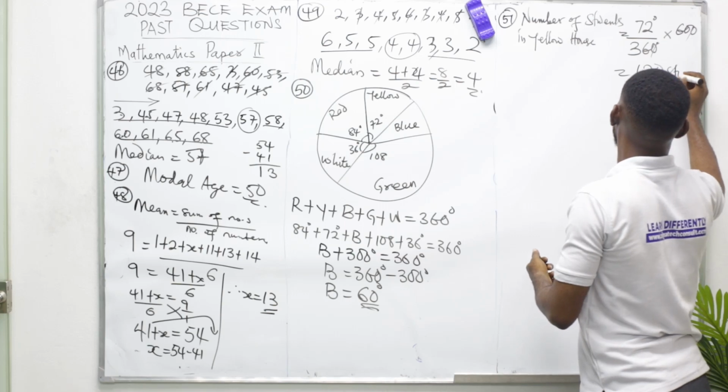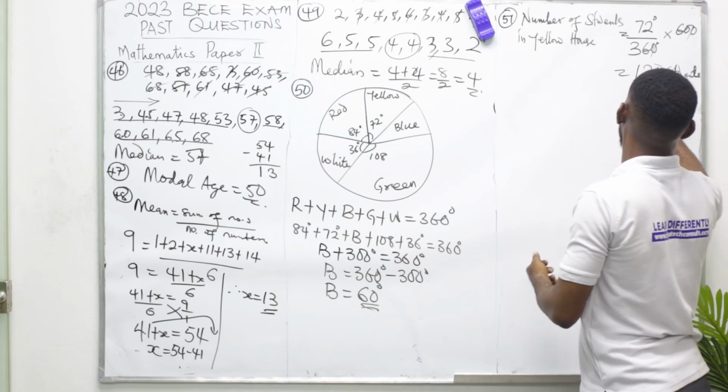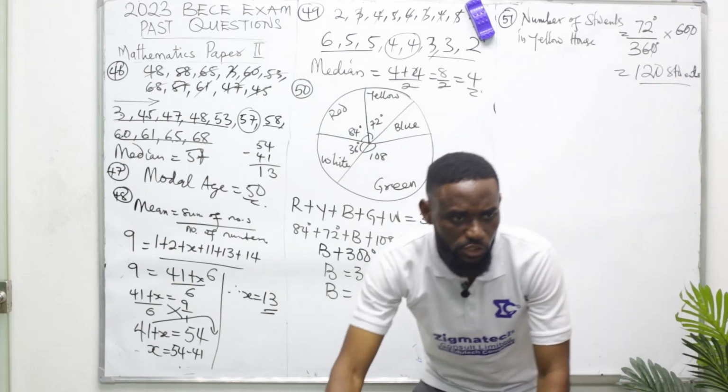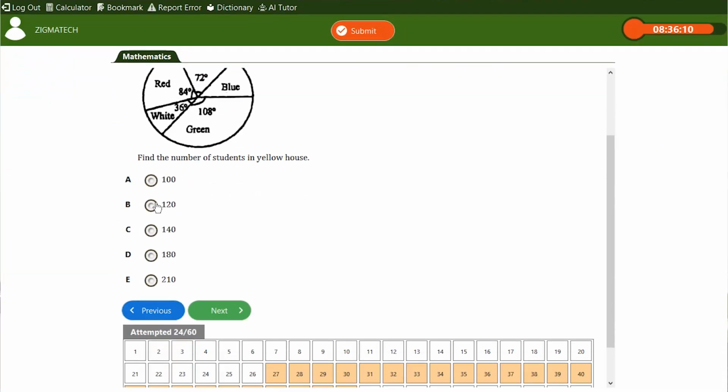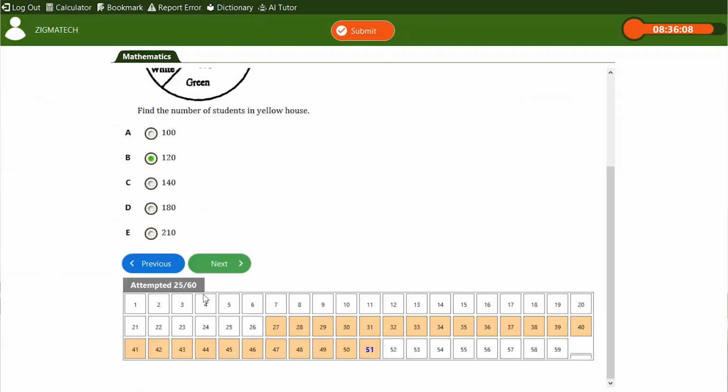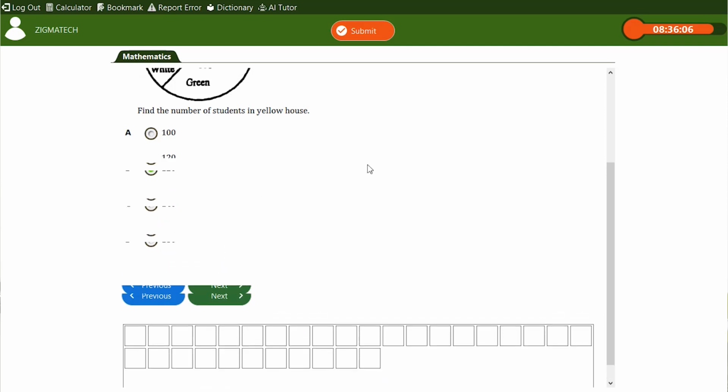120 students in Yellow House. So that is option B, the correct option there. Option B. So we'll go to the next one.